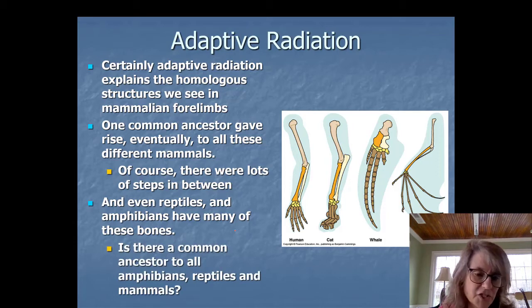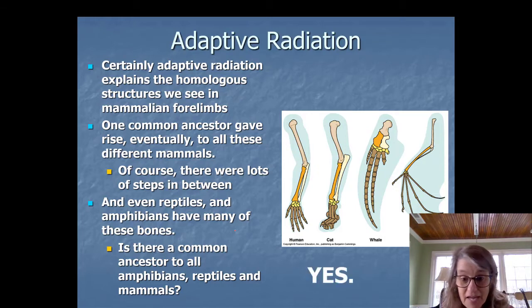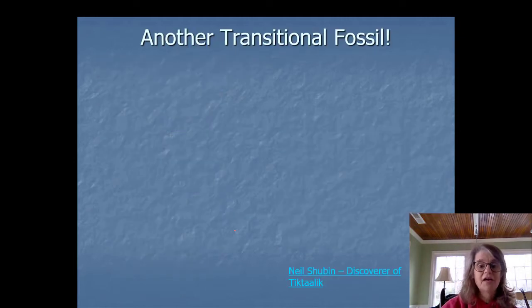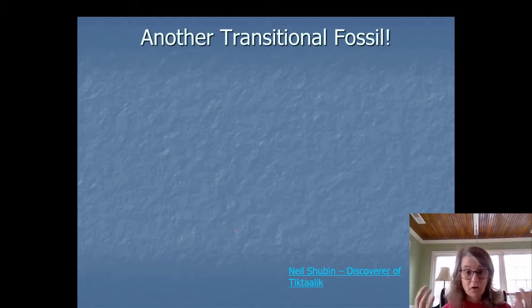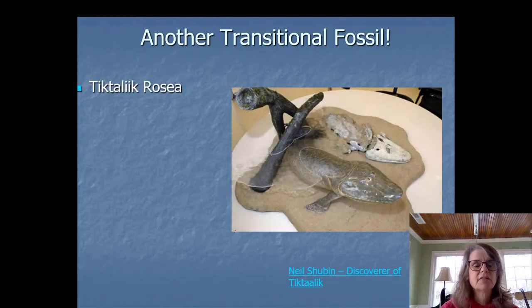So that leads us to the question, is there, in fact, a common ancestor to all amphibians, all reptiles, all mammals? Are we all related back to a common ancestor? And the answer is yes, and we've actually found it. Another transitional fossil, remember I said we have loads of transitional fossils in the fossil record, fossils that share characteristics between two different groups, showing a transition between them.